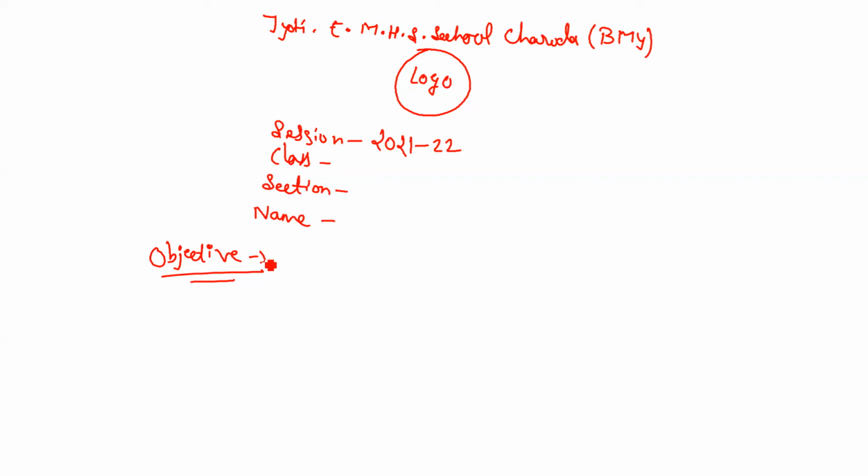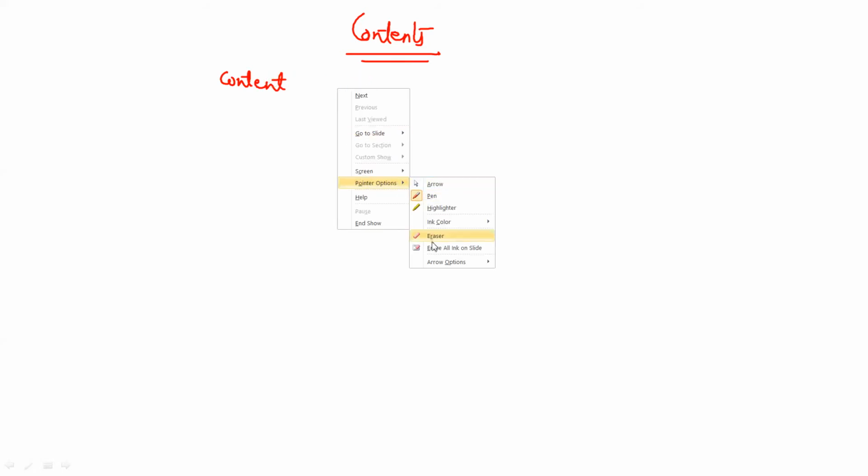In the second page, you have to write down the contents. In the contents you have to make two columns. Here you give the heading as index. Two columns you have to make, one for content and one for the page number.